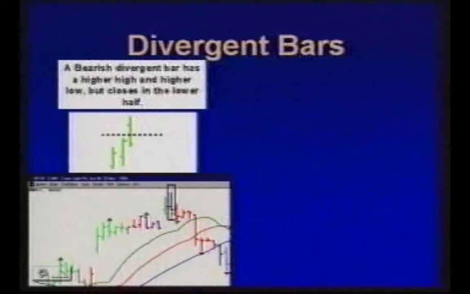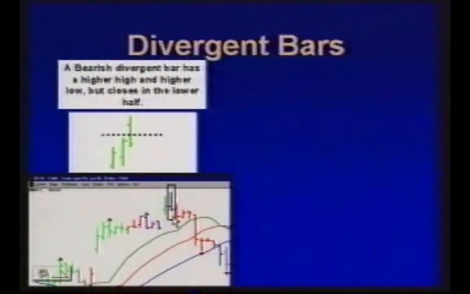There are a couple of advantages to doing this. If you do this, you have the world's best trade location. You also have a very short loss potential, because if you went short here on the red bar, your stop would be just above the blue bar. So you would have a minimum risk here. Reviewing, a bearish divergent bar has a higher high and a higher low, but closes in the lower half. This is a perfect example here. That's a bearish divergent bar.